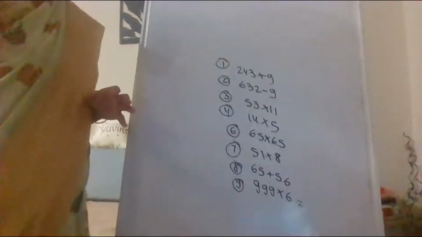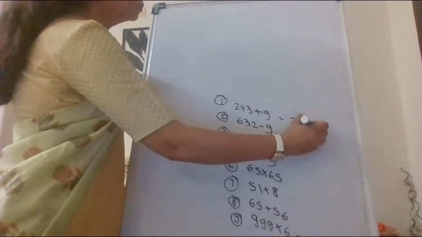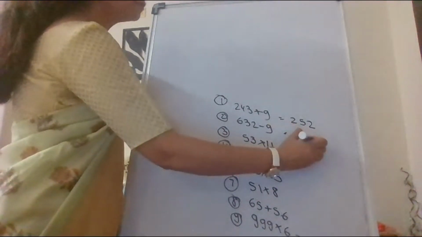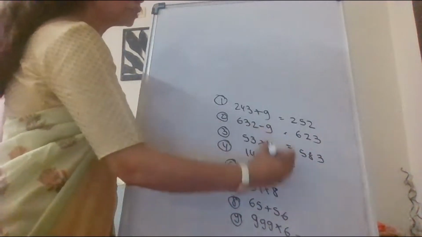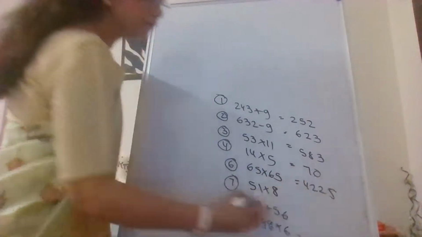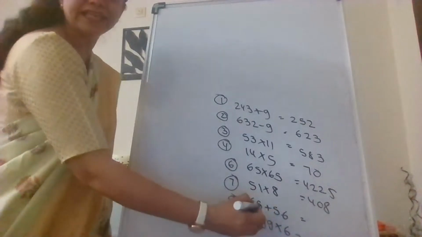Okay. So let me tell you the answers fast for this so that you may check your answers. This is 2 and 5 and 2. This is 6, and 3 will become 2 and 2 will become 3. 5, 8 and 3. 5 4s are 20, so 70. 65, 7 6s are 42 and 4 2 25. 5 8s are 40 and 408. 6 plus 5 is 11. 11 times 11 is 121.